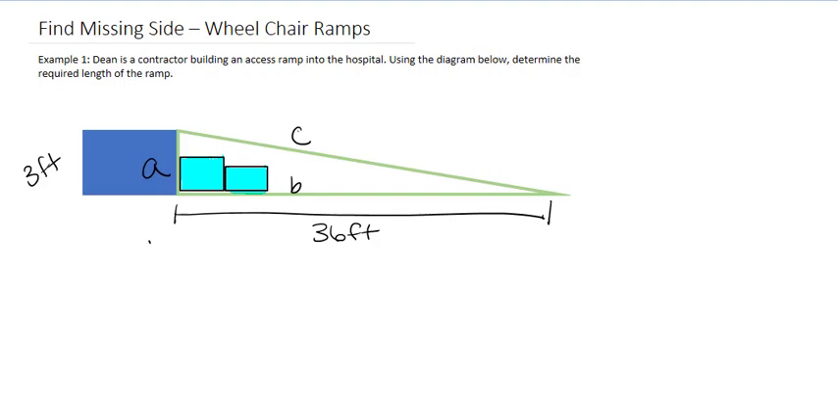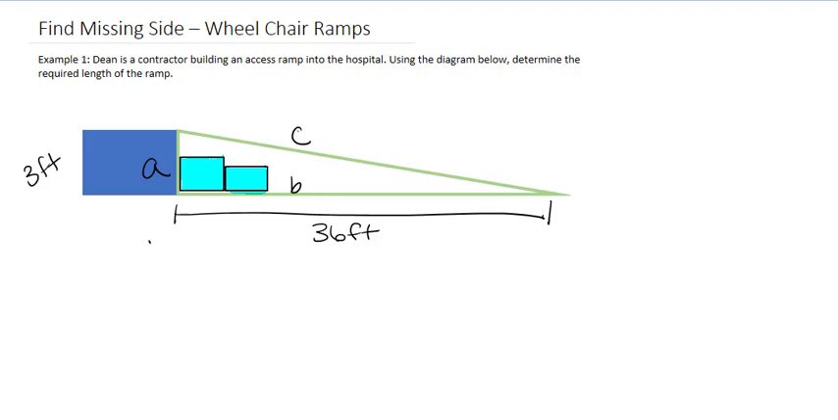Find the missing side. Dean is a contractor building an access ramp into the hospital. Using the diagram below, determine the required length of the ramp. And so in order to solve this, we will need to know how to find the missing side.